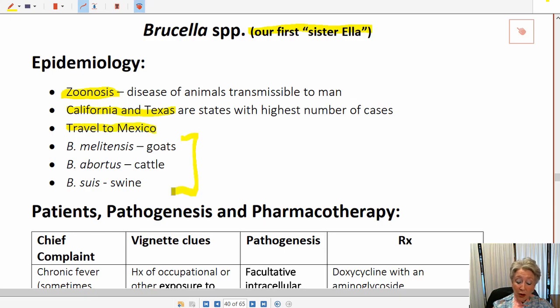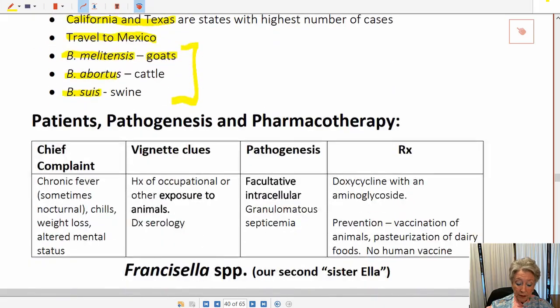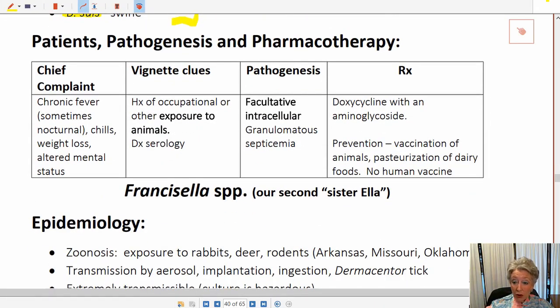And remember that there are 3 different species. Melitensis I mentioned first because it actually causes the most severe infection. Abortus comes from cattle. Suis from swine. Now, these are all conditions of chronic fever, sometimes peaking at night, chills, weight loss, altered mental status. It is a granulomatous septicemic condition and a facultative intracellular.